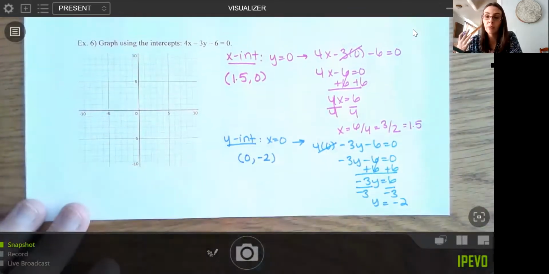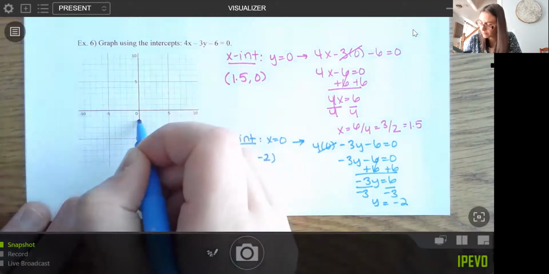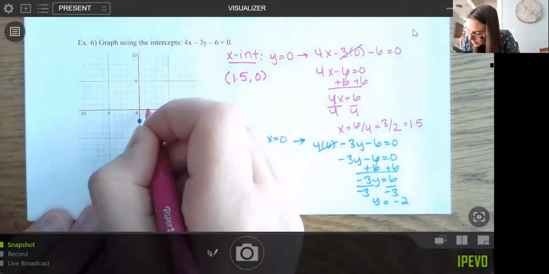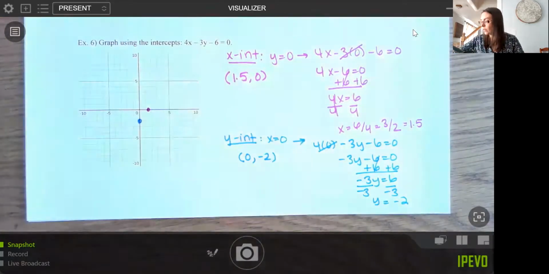And these are 2 points. For graphing a line, you need 2 points at minimum. So my y-intercept is 0, -2. My x-intercept is 1.5, 0. I'm just going to estimate that, it'll be about right here. And then I'm going to draw that line right through.